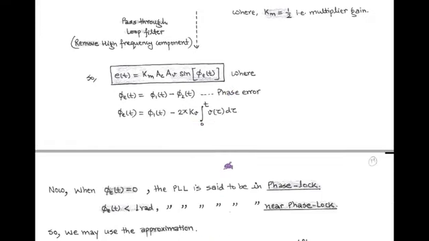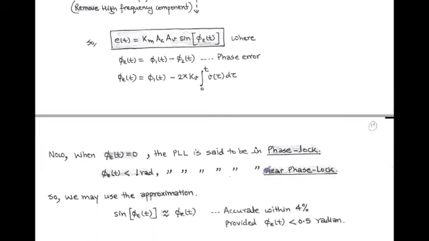So by using this error signal we have a condition. When the phase error angle is equal to 0 radian, the PLL is said to be phase locked. Also, when the phase error angle phi_e is less than 1 radian, the PLL is said to be in near phase lock.